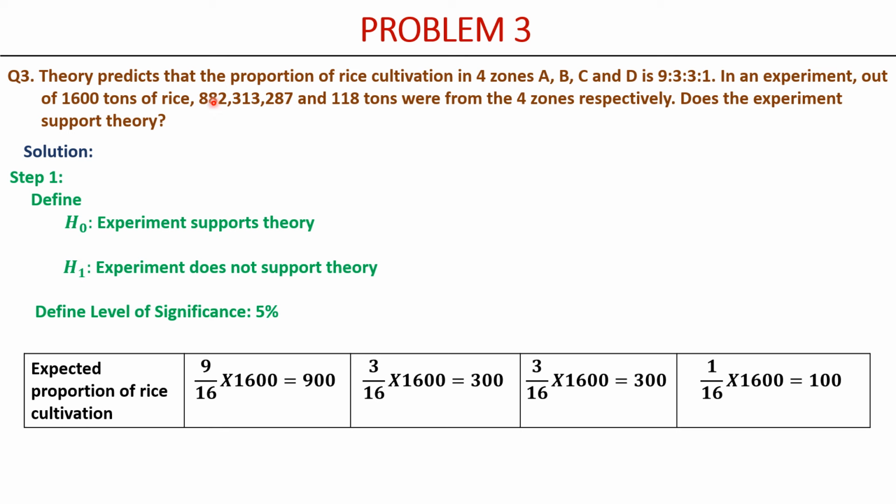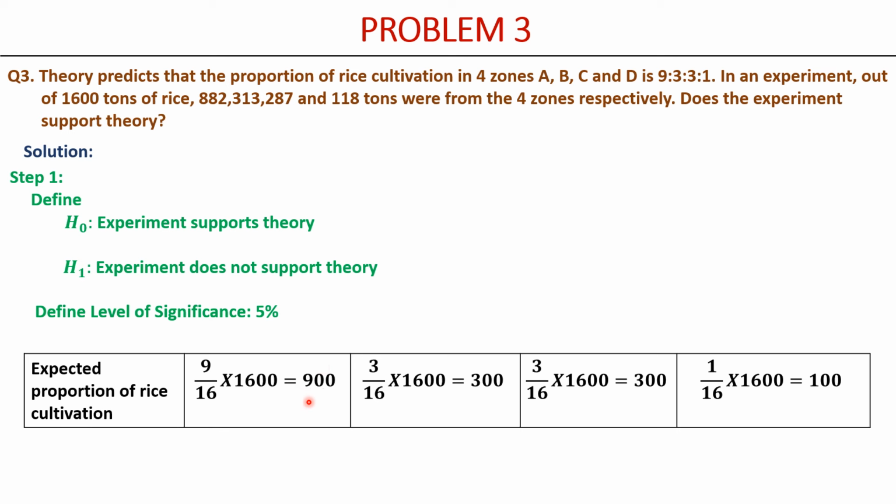So these are the four observed values given to us. And the total tons of rice is 1600. So what is the expected is what we have to calculate. This is the observed. So what we expect is that the proportion of rice cultivation is in this ratio. So suppose I talk about zone A, I have 9 parts out of the total 16 parts. That is the proportion of rice cultivation in zone A. So how do I calculate the expected proportion in rice cultivation in zone A: it will be 9 divided by the total, which is 16, multiplied by the total tons, which is 1600.